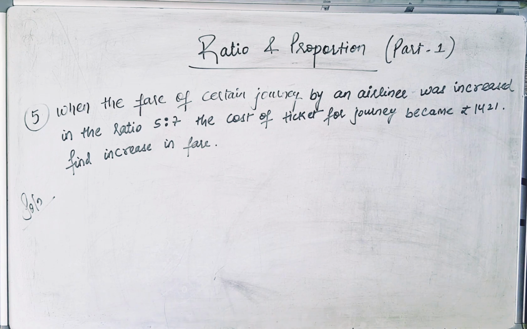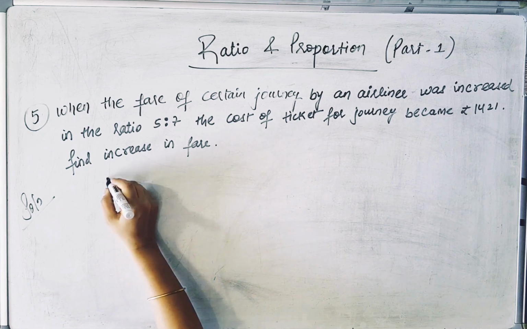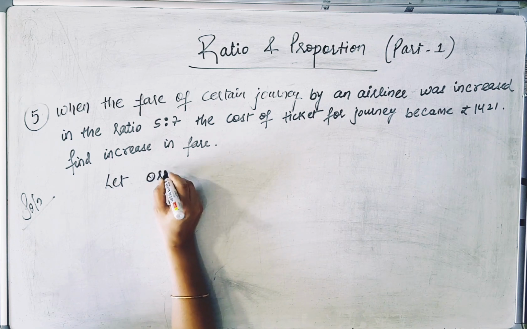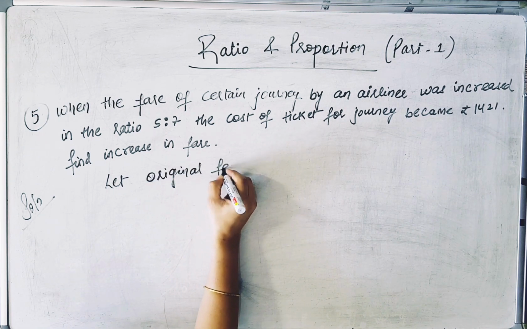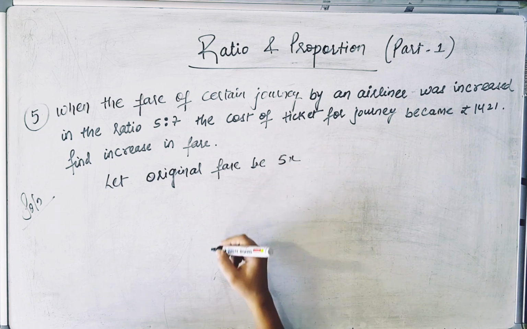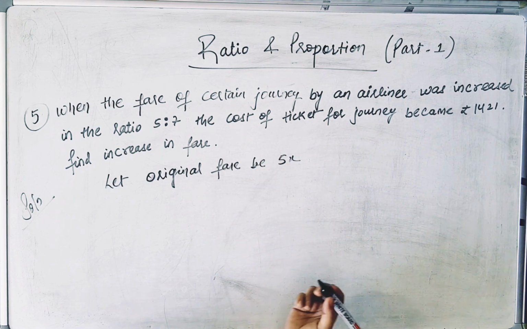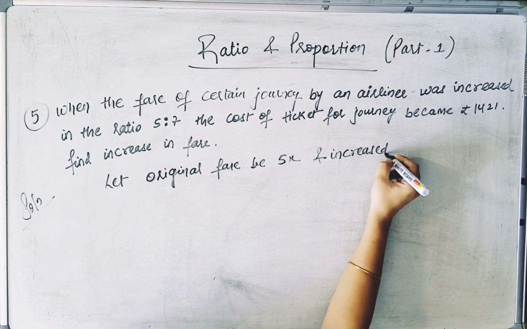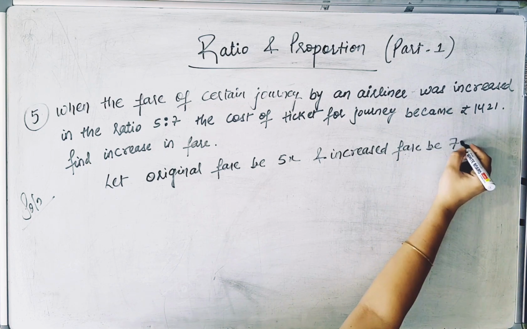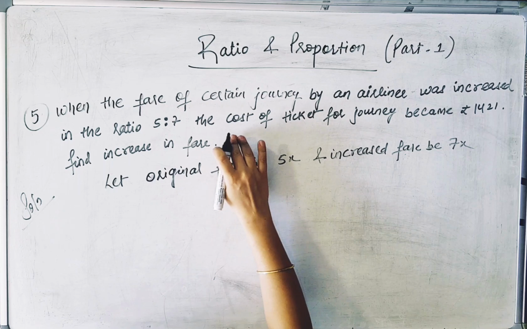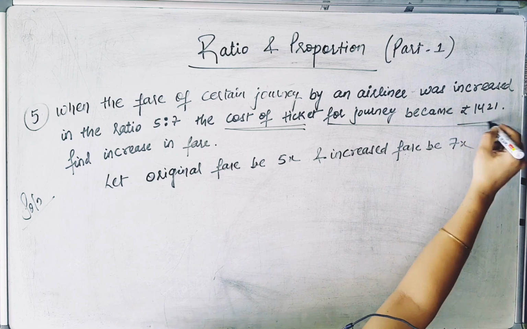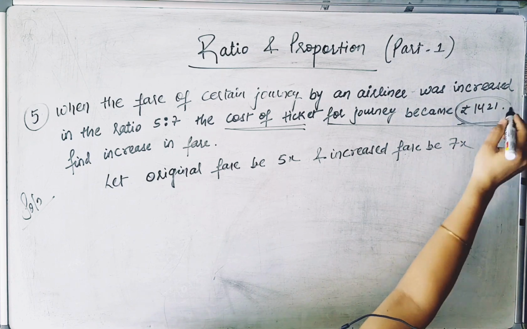Now see, here they said that the fare of a certain journey by an airliner was increased. So let the original fare be 5x, since the ratio is 5:7, and the increased fare be 7x. Now in the question they have mentioned the cost of the ticket for the journey became this, meaning this is the increased fare.